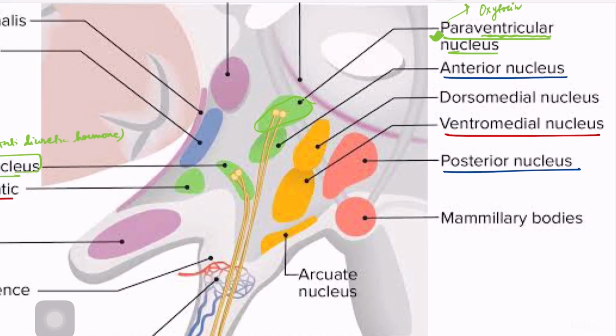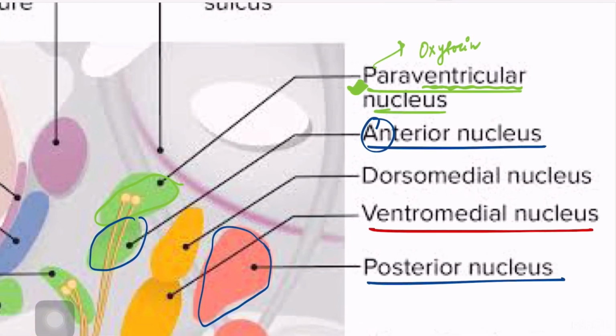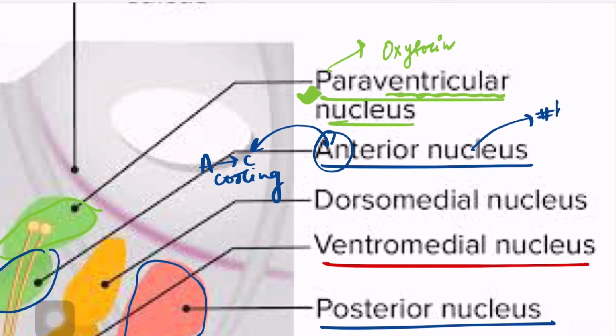See, the anterior nucleus of the hypothalamus, which is this, and the posterior one is this. See, anterior, anterior AC. So anterior causes cooling of our body. So if there is a lesion of the anterior nucleus, what will happen? Hypothermia, because no more cooling happens. So it leads to hyperthermia, because now no more cooling happens.